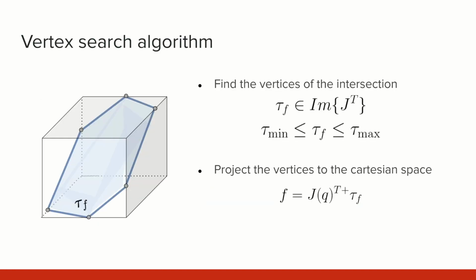And our algorithm exploits this fact. First, we find the vertices of the intersection by efficiently navigating the hypercube faces, and then we project them to the Cartesian space using the pseudo-inverse of the Jacobian transpose matrix.